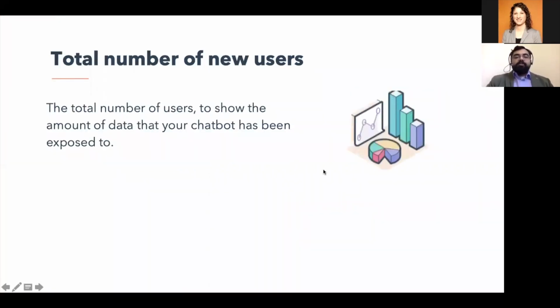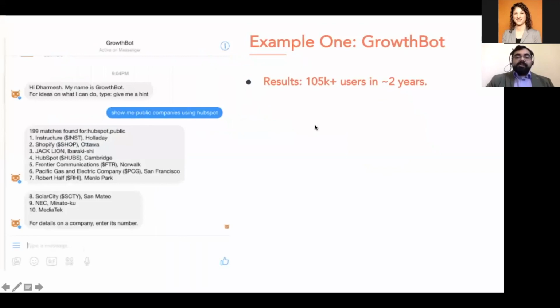So the total number of new users is just that. How many people have been interacting with your chatbot over time? How many people has your chatbot been exposed to? How much data is it gathering? If you look at this in GrowthBot, 105,000 users in 2+ years. So they were keeping track of this metric.